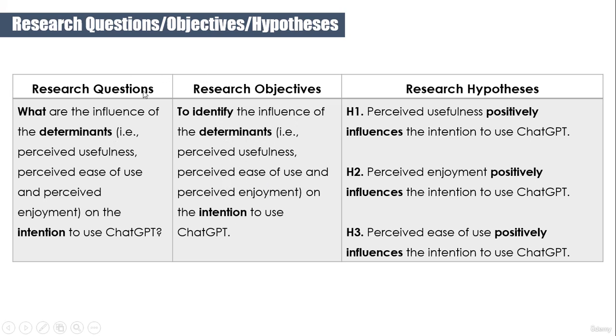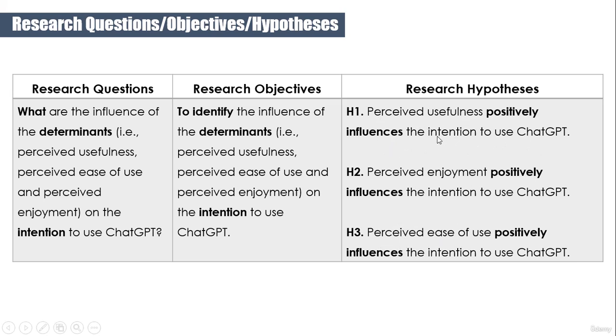The objective comes from a research question, and the hypothesis is actually the answer to the research question. So we have formulated three separate hypotheses for each of the determinants. That means perceived usefulness positively influences intention to use ChatGPT, perceived enjoyment positively influences, perceived ease of use positively influences. That means this is the probable answer, and we will collect data.